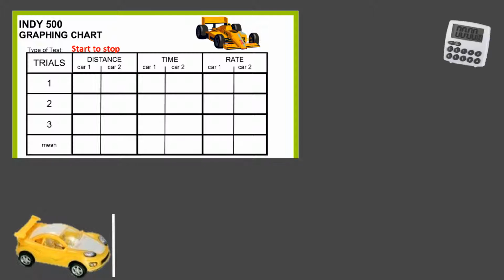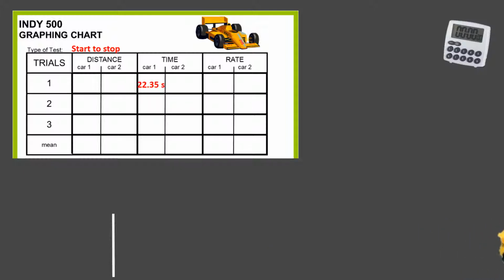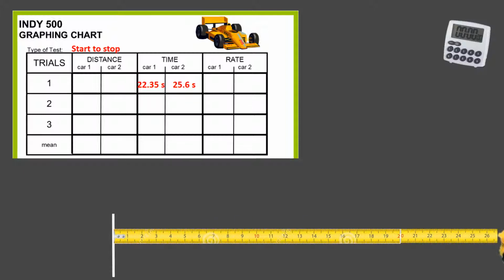We're going to have our timer, and we're going to time the amount of time it takes for the car to start and go until it runs out of steam. And then we're going to write that time down. So car 1 is 22 and 35 hundredths of a second. The second car was 25 and 6/10 of a second. And then we're going to measure the distance. The first car was 26 and 3/4 of an inch, and the second car was 29 and 1/2 of an inch.